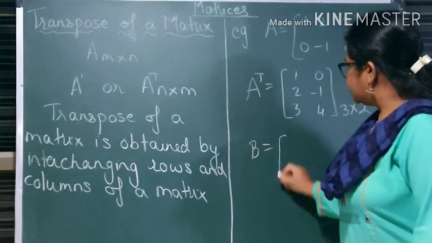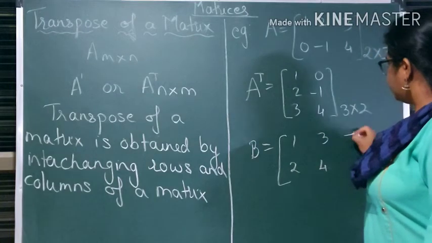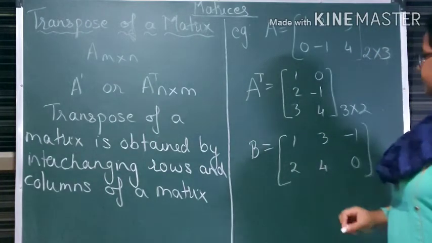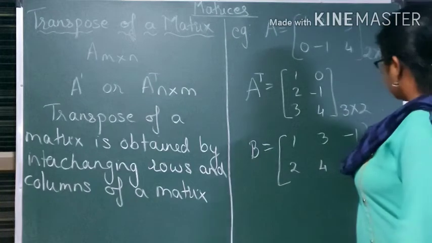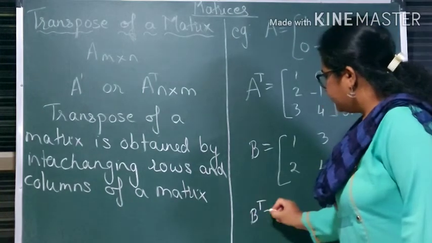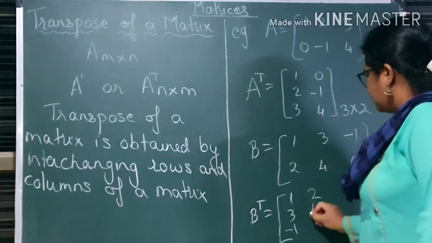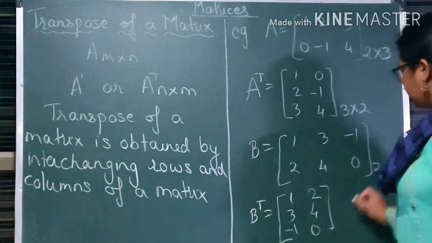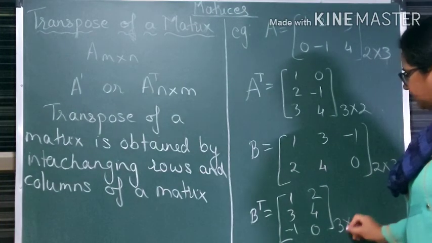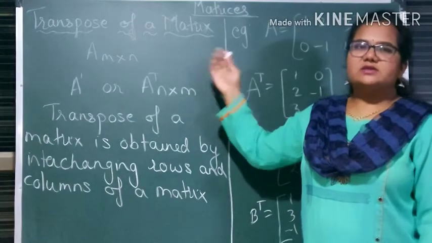If you have matrix B 1, 2, 3, 4, minus 1, 0, the order is 2 by 3. What will be B transpose? B transpose will be 1, 3, minus 1, 2, 4, 0. So the order gets interchanged. Now you have 3 rows and 2 columns. So transpose of a matrix is very easy.